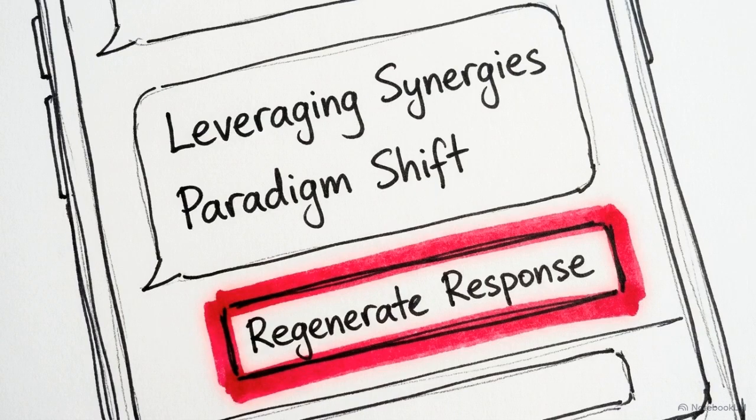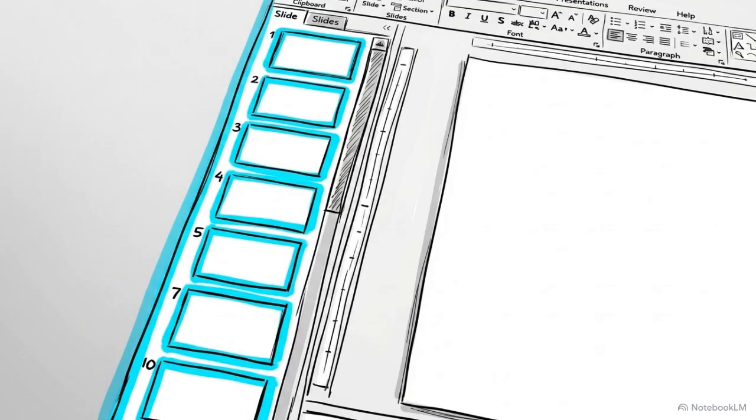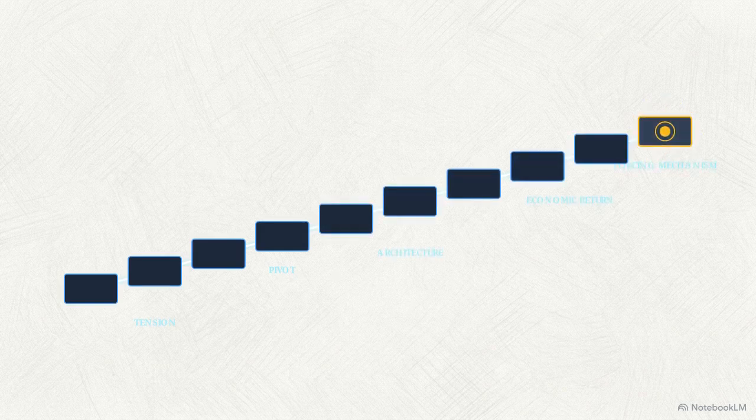If the AI tries to add extra slides or slips back into vague marketing language, reprompt it. Do not accept anything that deviates from the 10-slide constraint. This rigid structure ensures that each slide builds on the last. Instead of a series of disconnected facts, you are presenting a compounding logic that makes your conclusion feel inevitable.